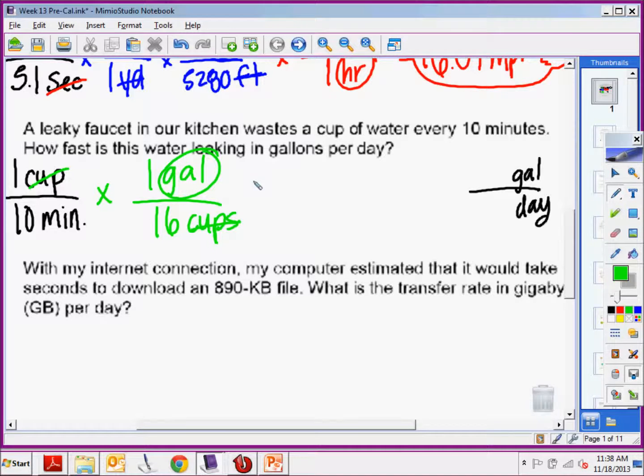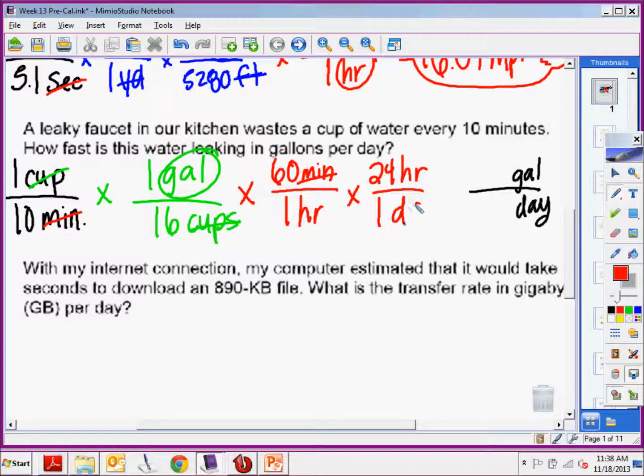Now I'm on to going from minutes to days. How can I go from minutes to days? Minutes to hours: 60 minutes equals 1 hour. Then 24 hours equals 1 day. The last step is to multiply straight across. What if you have like 5 steps? That's fine. You can break it down into as many steps as you want.